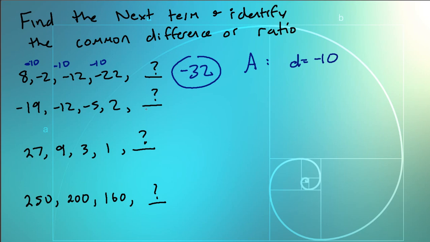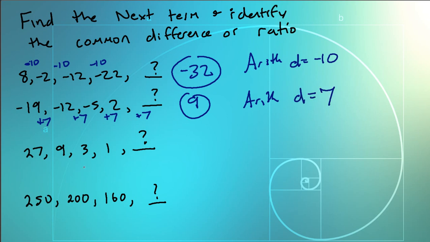All right, this one looks like plus 7, plus 7, plus 7. So plus 7, so 9. So it's arithmetic. Probably shouldn't just write an A. I'll do that. So our common difference is 7. So it's adding 7 each time.